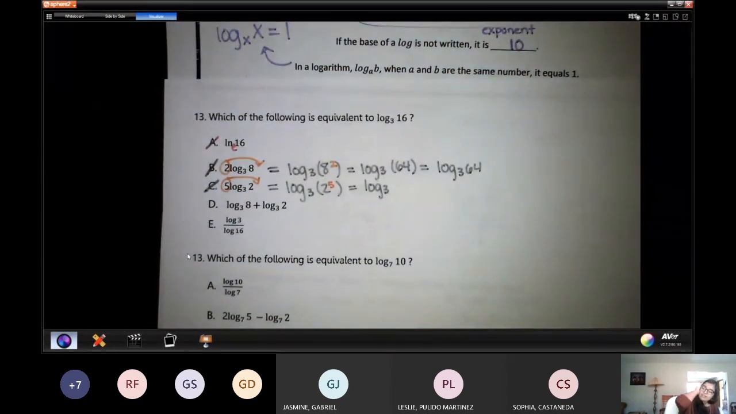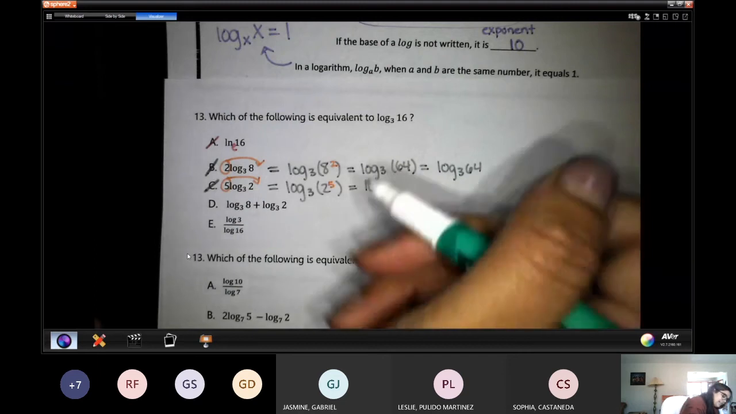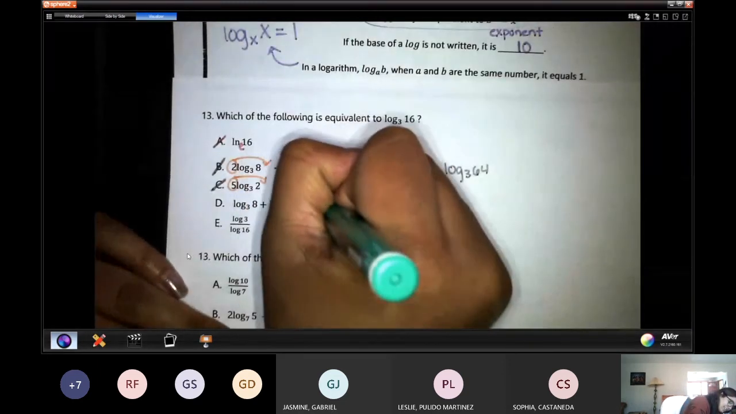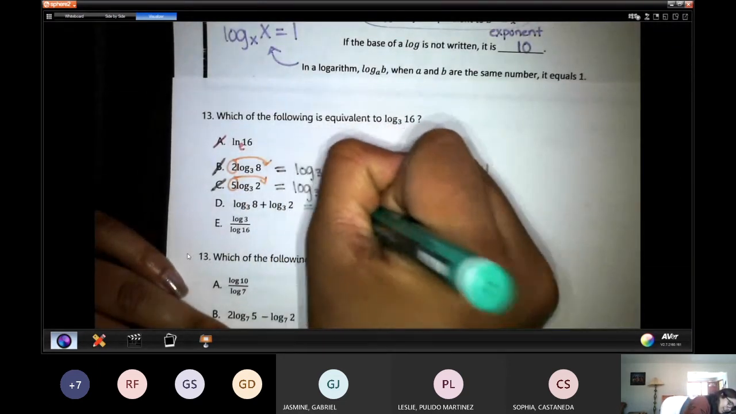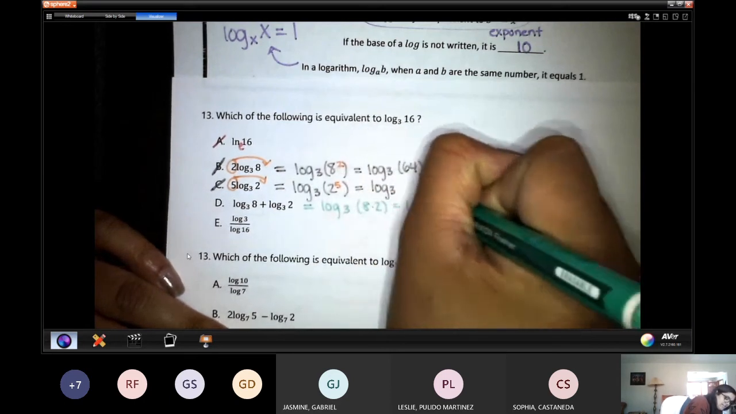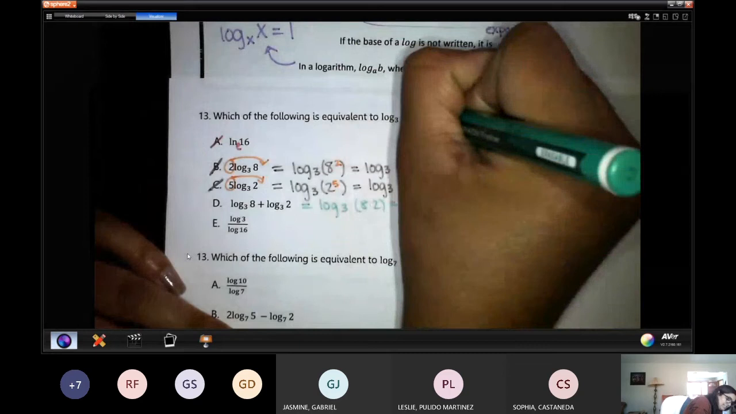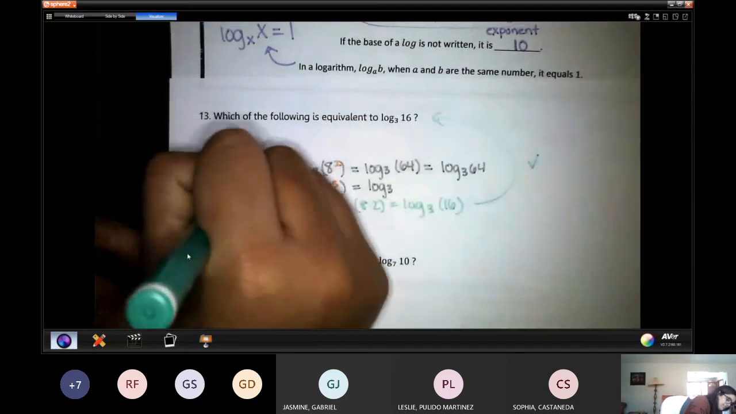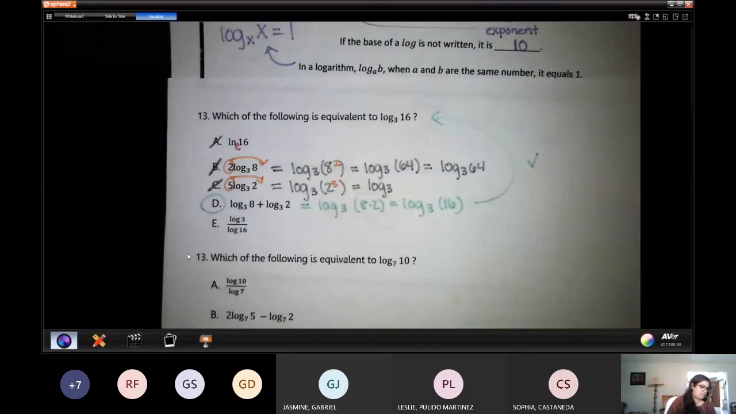All right, good. We have 9 people. I'm pretty happy with that. So for D right here, I'm going to go ahead and do this problem. If we did, what property would we use? Product property. If we were here, we'd rewrite this as log 3, and then 8 times 2, and we know 8 times 2 is 16. And that matches this, so that would be our answer. Make sense? I feel like y'all are doing pretty well with this.